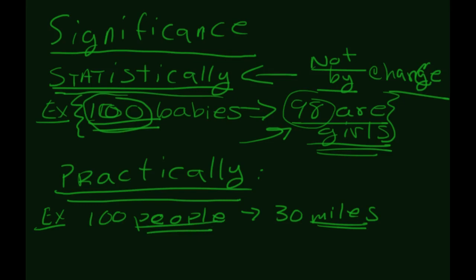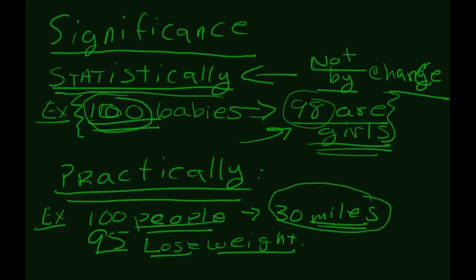Okay? Now, 95 of those people lose weight. This is ultimately a statistically significant conclusion. Okay? Why? Because it is not by accident that these 95 people lost weight. I mean, in reality, it is statistically likely that the walking 30 miles a day probably had something to do with the weight loss. There's definitely correlation between these two things.